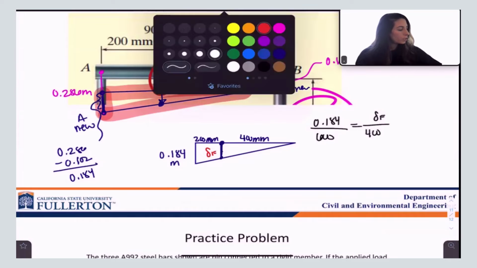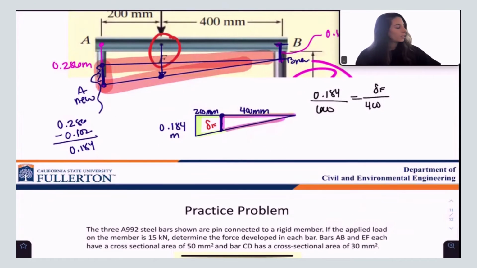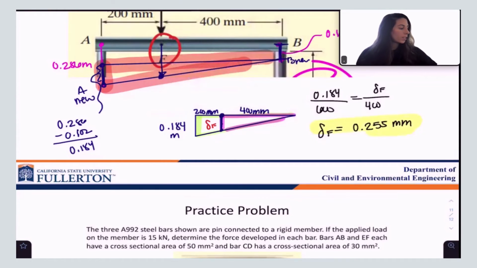What did I just do? I set up similar triangles, this big triangle to this little triangle. And what I can do now is solve for delta F, which is equal to 0.255. And let's check this because we're engineers and we always need to make sure our work makes sense. Delta F has to be in between delta B and delta A. It is, right? It's more than 0.102 and it's less than 0.286. It looks like we did it right. That is the displacement at point F.